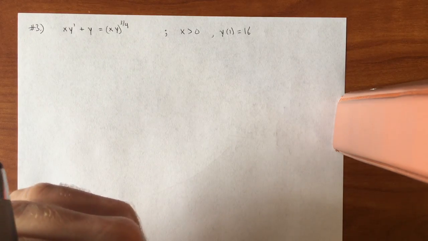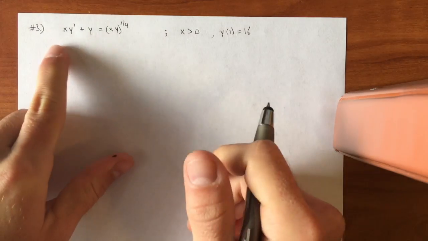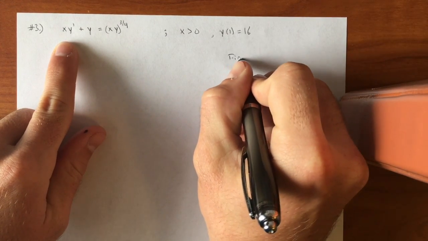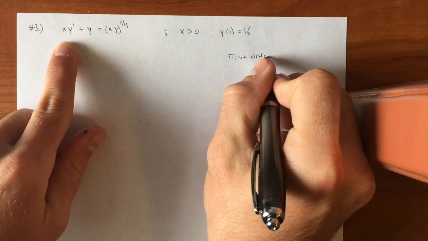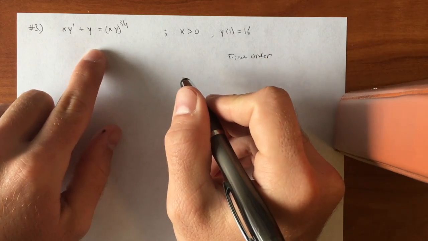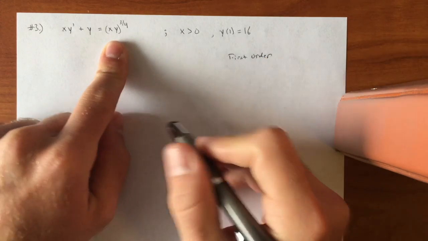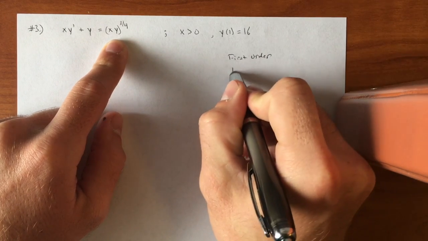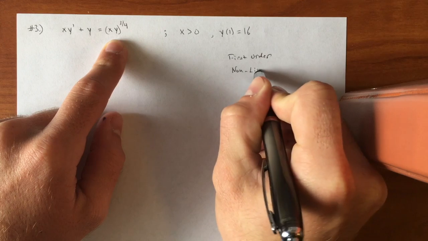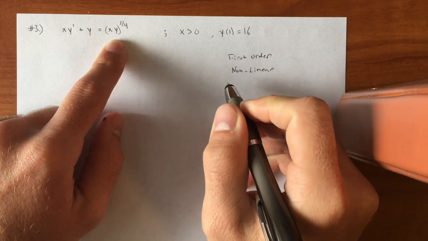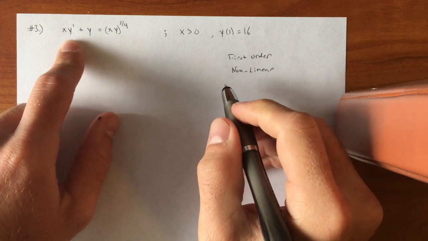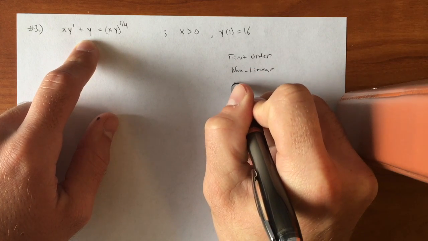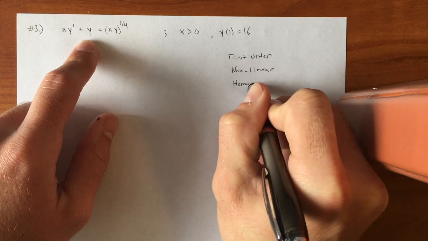So looking at this differential equation, we can tell that it is first order because we have a y prime and nothing else. We can also tell that it is nonlinear because there is a y raised to the 3/4 power, making it nonlinear. And we can also tell that it is a homogeneous differential equation because we have no standalone functions of y.